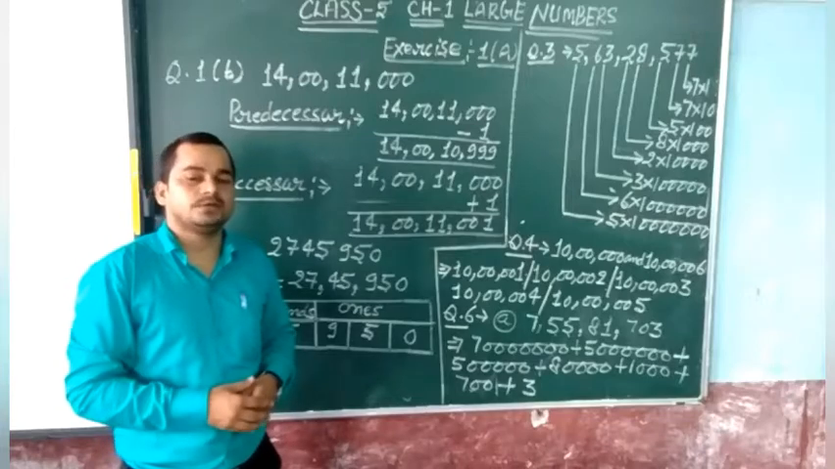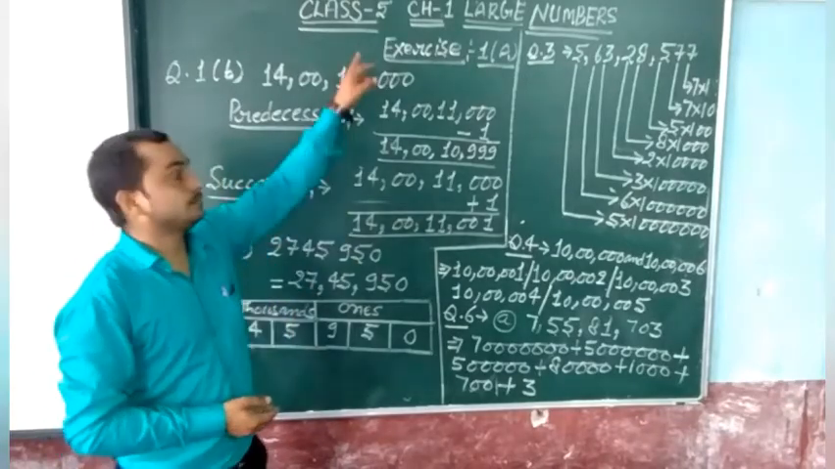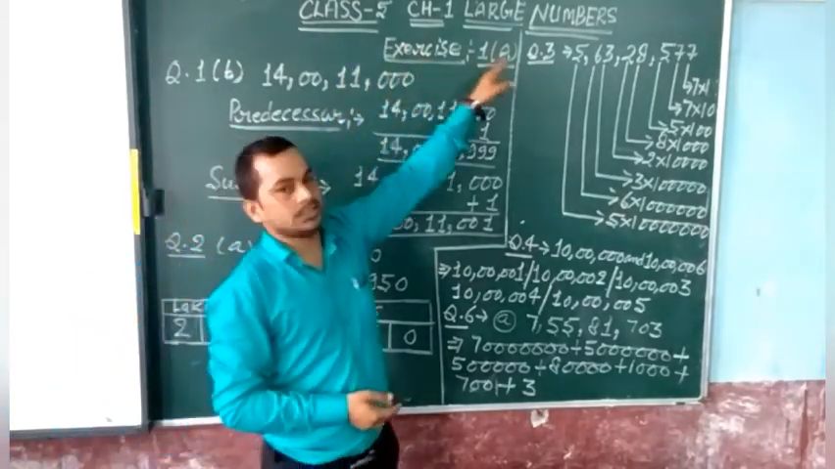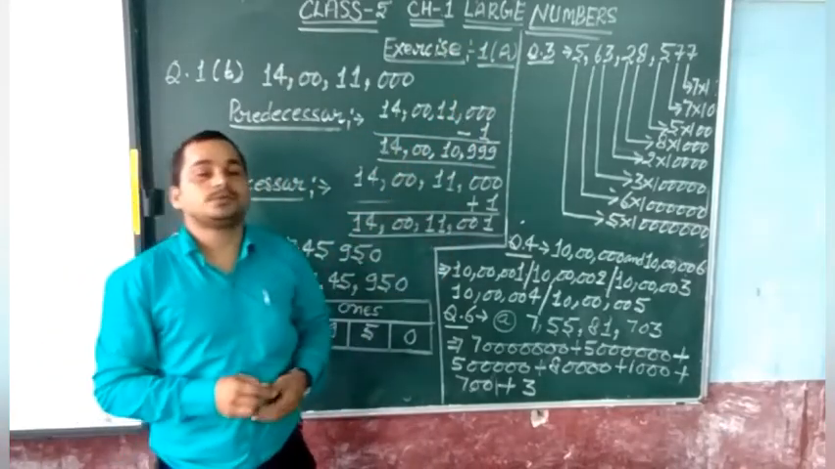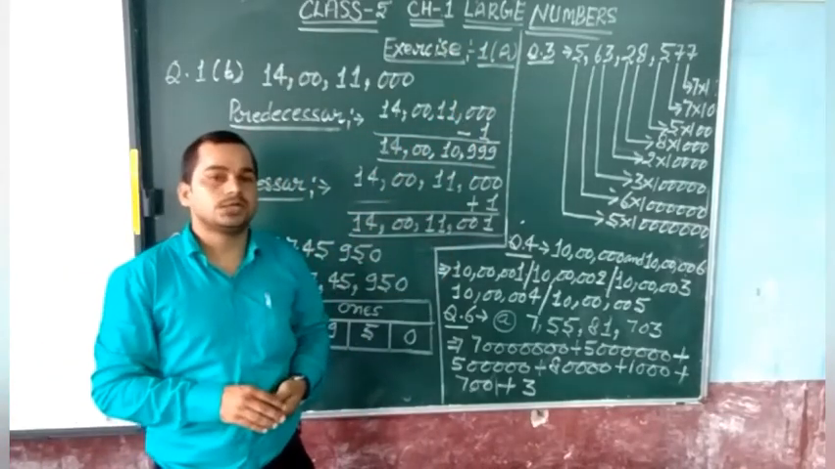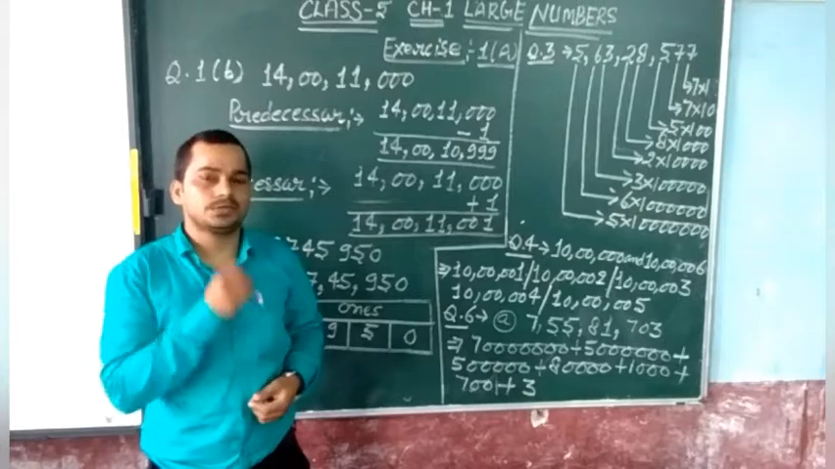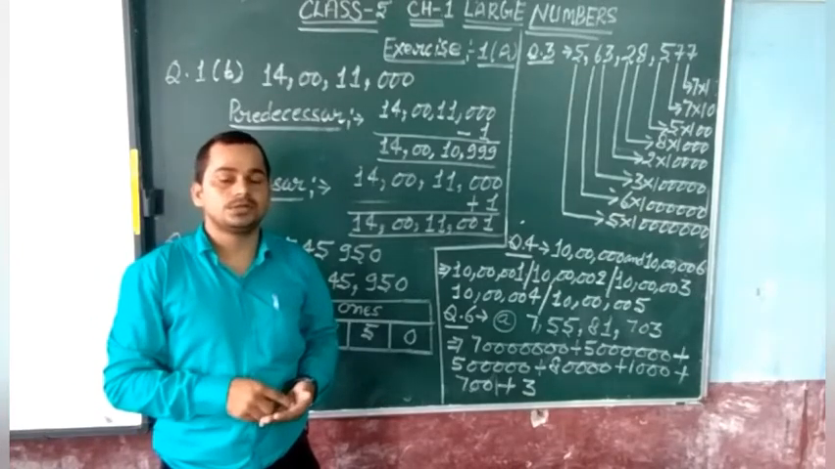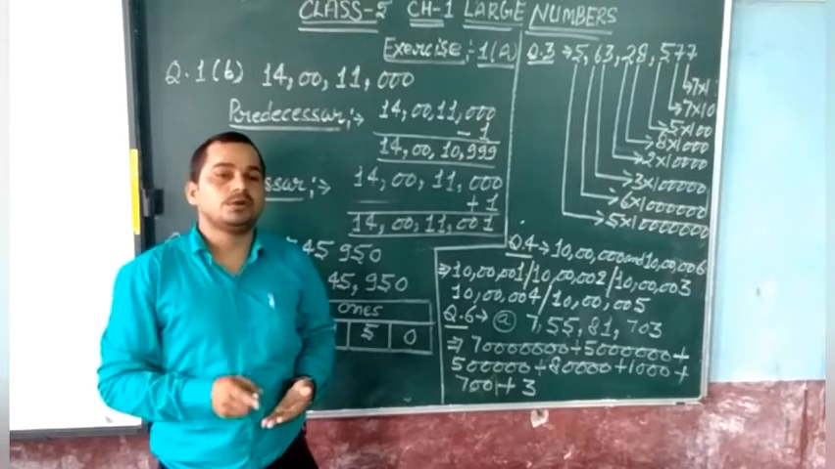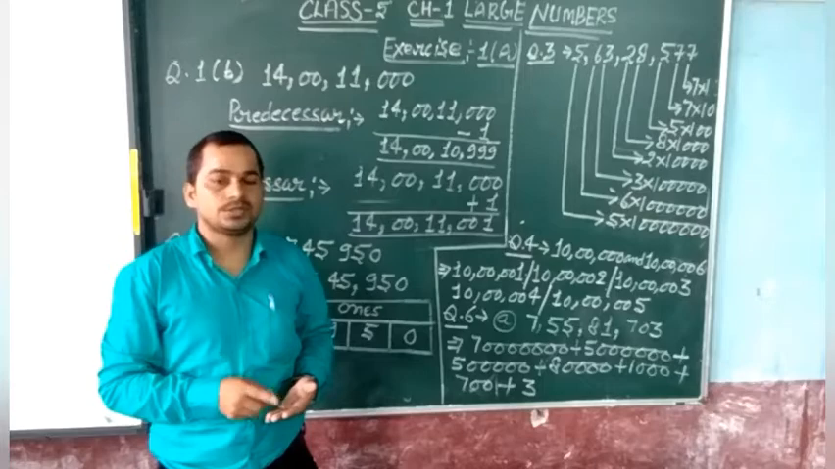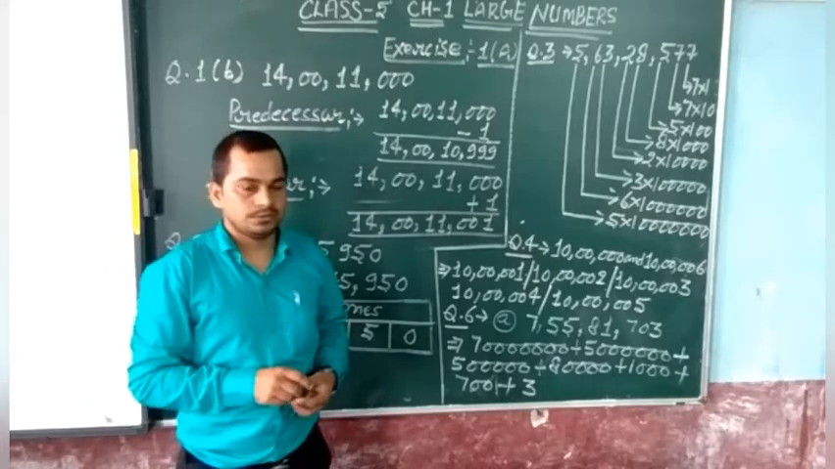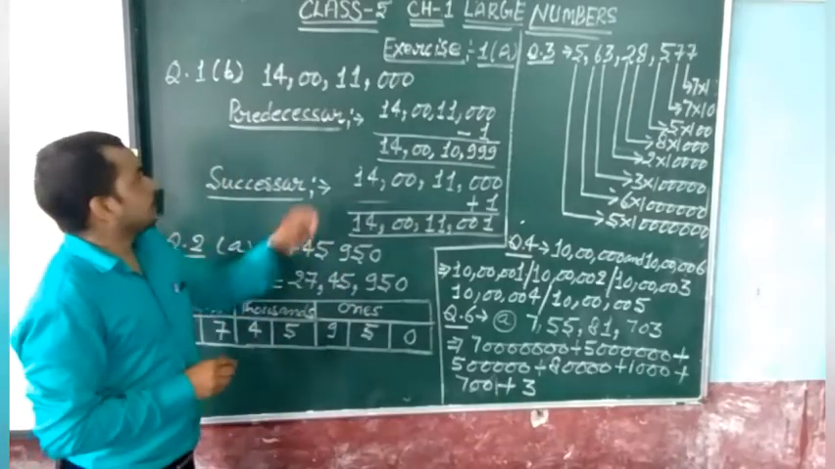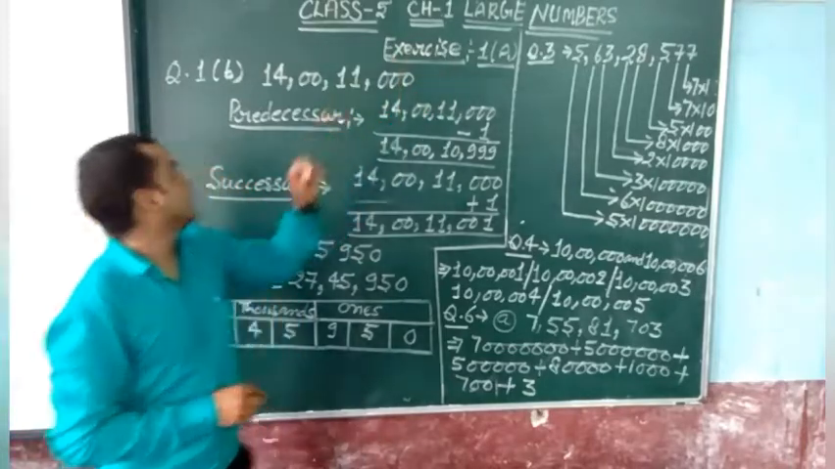Today we have the first live class of class 5, chapter 1, large numbers. In this chapter we have discussed the large numbers: the Indian decimal system, the international decimal system, expanded form, place value of the given numbers, and successor and predecessor. So let us start exercise 1A.